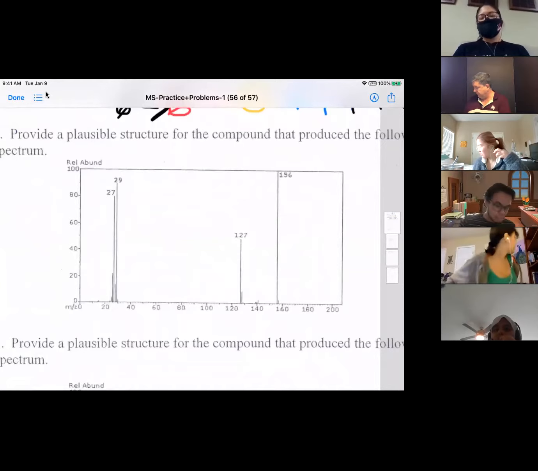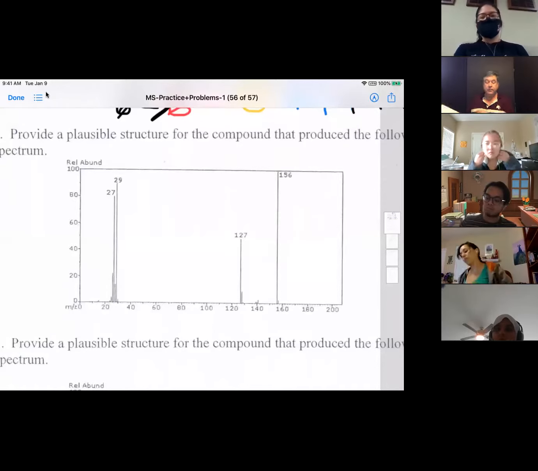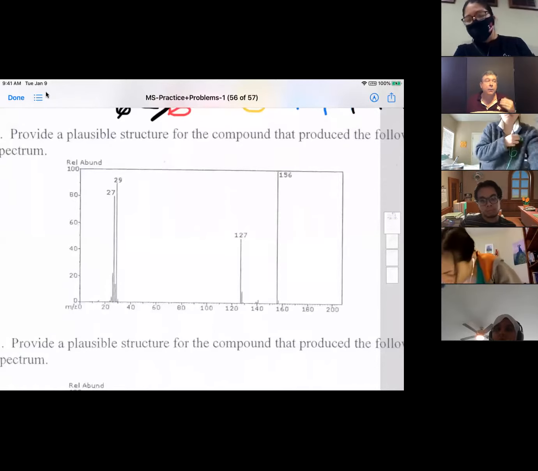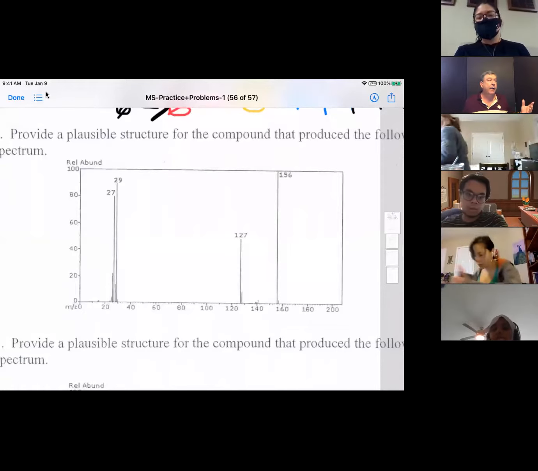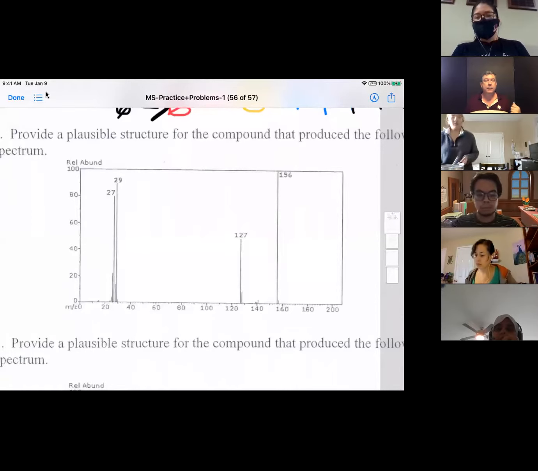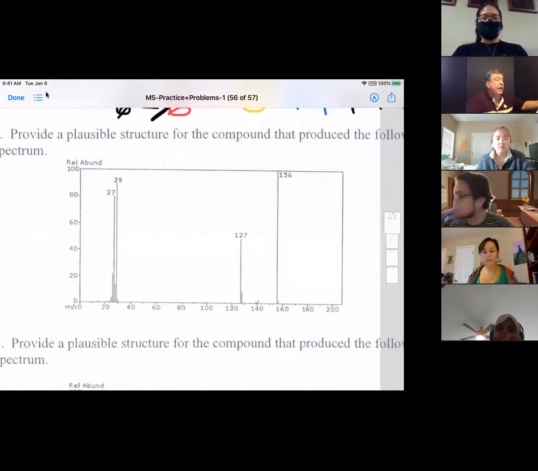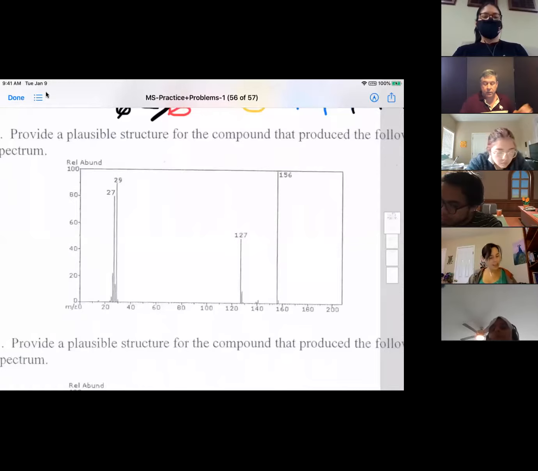So 156 actually runs right off the top of this table. There's not a 156 on our table here. So, okay, what's the next most prevalent ion we have? 127. Okay, and 127 we know is iodine, because it is the primary thing at 127. So we have iodine.